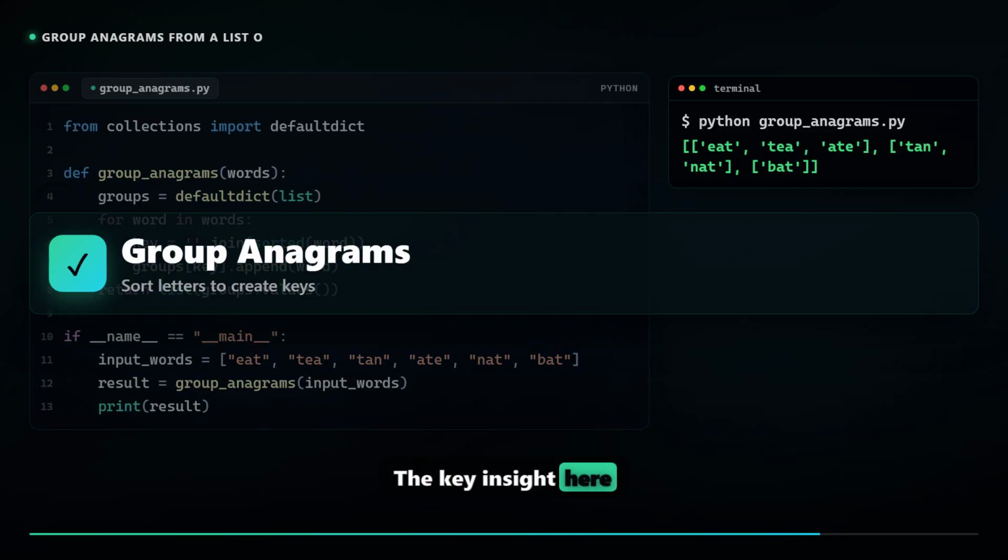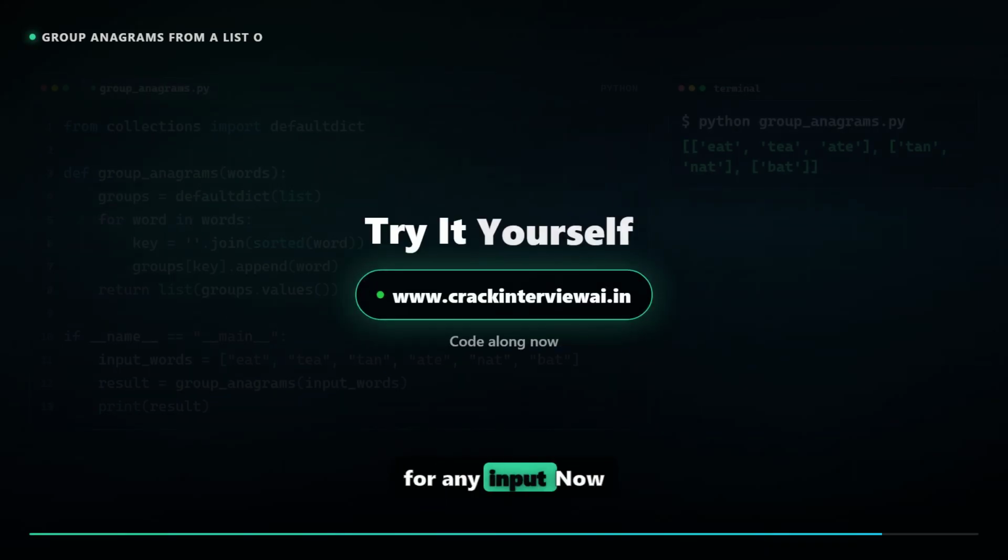The key insight here is that anagrams produce the same sorted string. This transforms the problem from comparing every word to every other word into a simple dictionary grouping. Remember this mental model: sort the letters, use the result as a key, and group words by that key. It's simple, efficient, and works for any input.